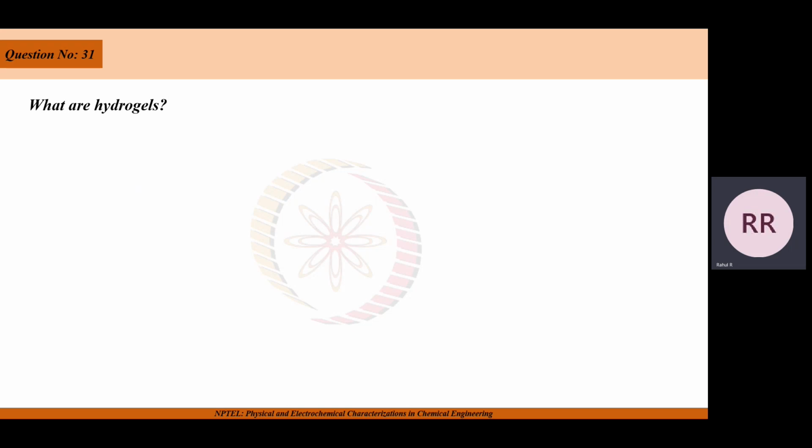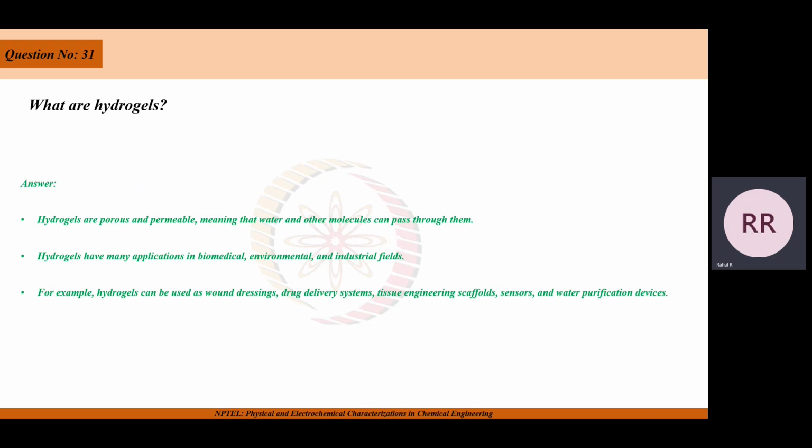I hope you had enough time to think. So hydrogels are porous and permeable materials, which means that water and molecules can pass through them. Hydrogels have many applications in biomedical, environmental, and industrial fields. Some examples of their regular use are wound dressings, drug delivery systems, tissue engineering, sensors, water purification, etc. Hydrogels are a kind of material that is very porous and very light, and due to this high porosity, there can be enough flow of water and other molecules through them.